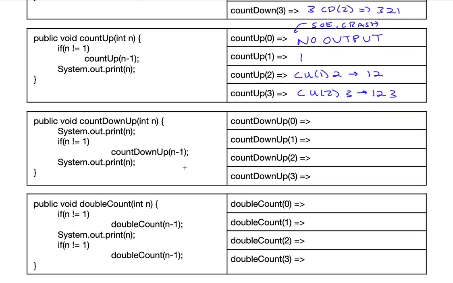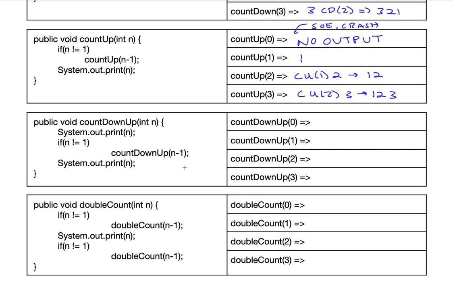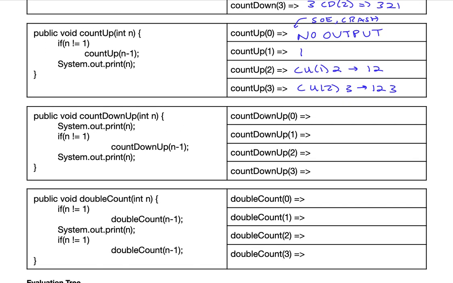If we look at count up, lots of fun things happen here. Once again, if we put in 0, it's going to print out 0, and then it's going to call the recursive function, because 0 does not equal 1, which calls count up of -1, which prints out -1, and so on. So this is still a Stack Overflow exception and crash.